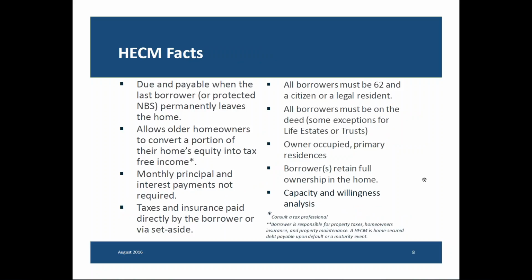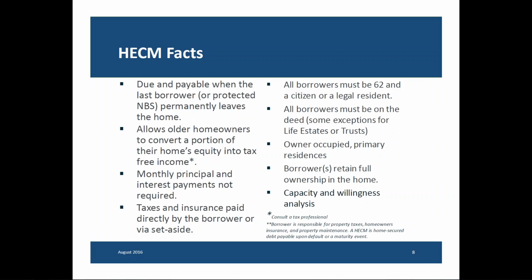Now, some facts. HECMs are due and payable when the last borrower or protected non-borrowing spouse permanently leaves the home. It allows older homeowners to convert a portion of their home's equity into tax-free income. That's something that you or they, if you're interested, want to consult a tax professional about. They would have better information on that, but there are some tax advantages to it. Monthly principal and interest payments are not required. That's right, they don't have to make a monthly payment. They can if they want to, and if they decide to, there is no prepayment penalty.